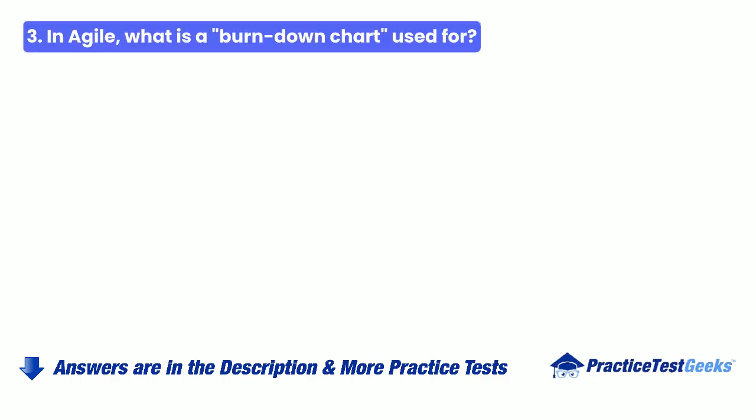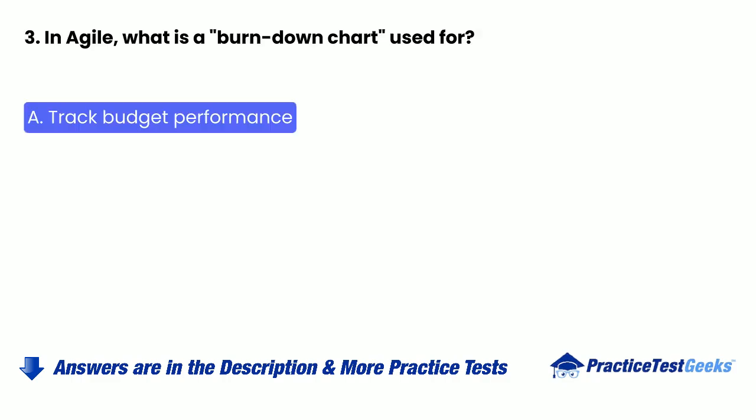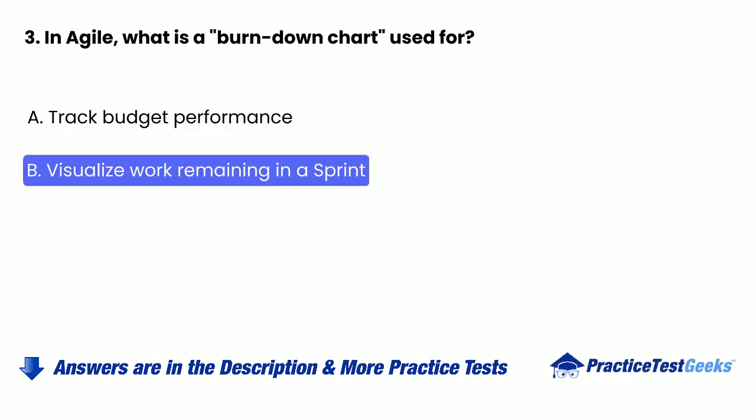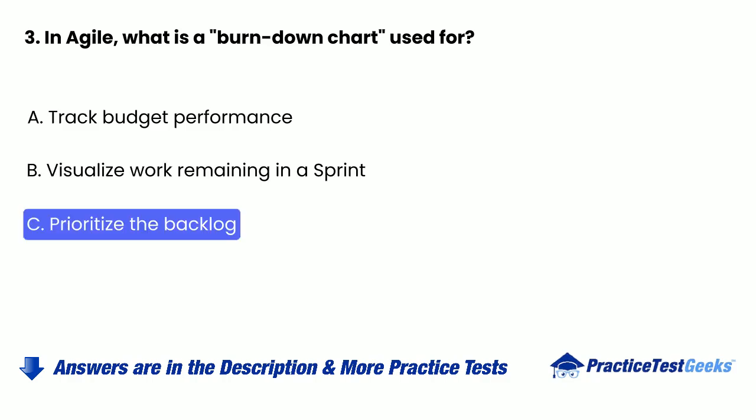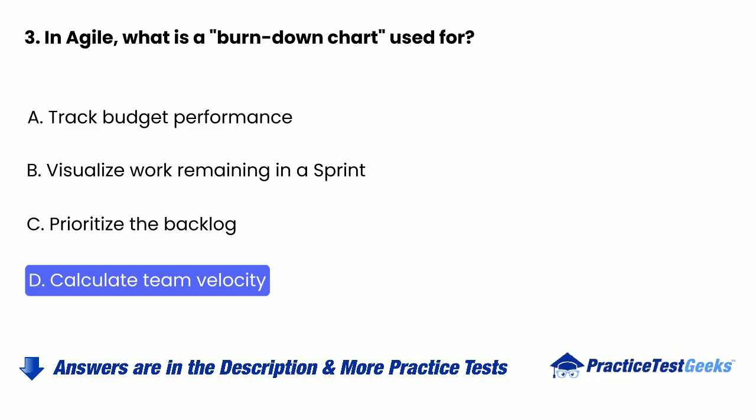Three. In Agile, what is a burn-down chart used for? A. Track budget performance. B. Visualize work remaining in a sprint. C. Prioritize the backlog. D. Calculate team velocity.